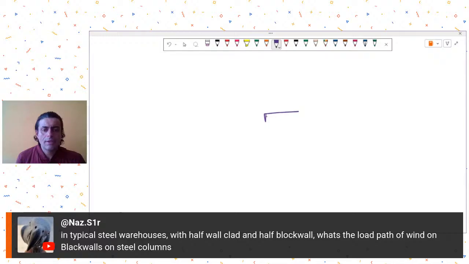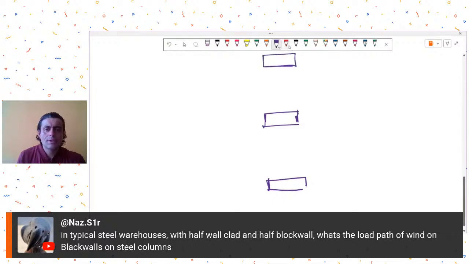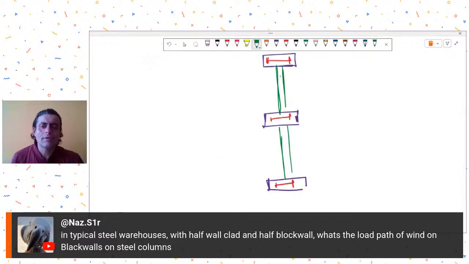this is my, let's say, RCC pedestal. I'm showing you the plan view right now. This is my RCC pedestal, and this is again my RCC pedestal, and this is my steel column in plan view. Now for the block walls, there are two options. Either we place the block wall like this, but then it eats up the effective space available in the warehouse.